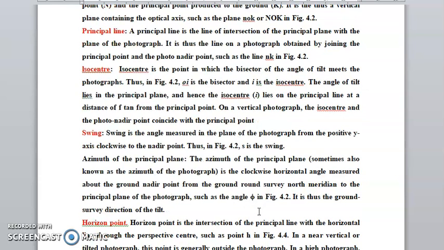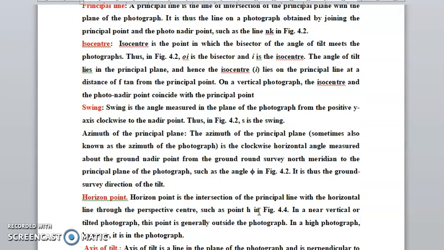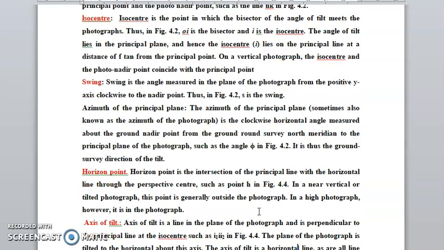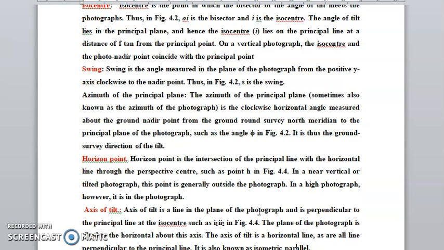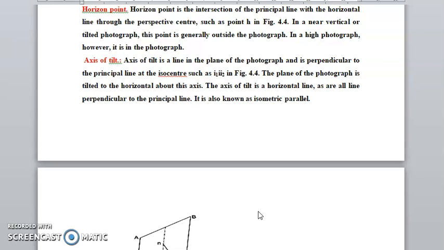Horizon point is the intersection of the principal line with the horizon line. It is near the principal point on a vertical photograph, generally outside the photograph on a tilted photograph. Axis of tilt is the line in the plane of the photograph perpendicular to the principal line at the isocenter. The plane of the photograph is tilted about the horizontal axis of tilt, the horizontal line perpendicular to the principal line. This is at the isocenter.